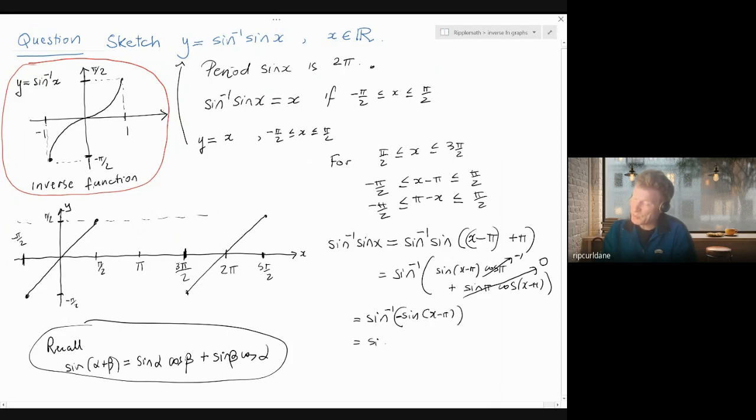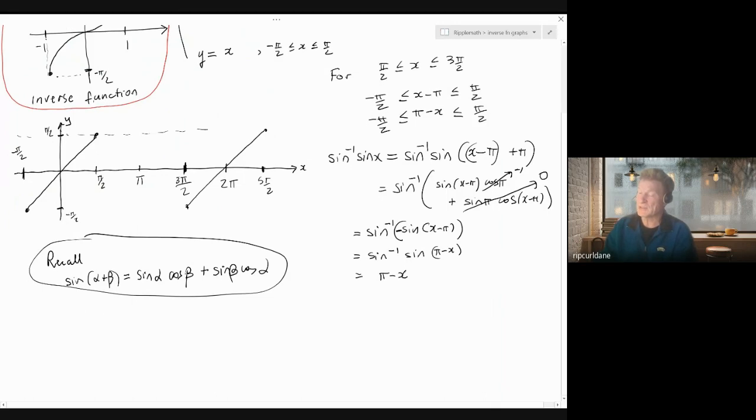So we can actually pull that minus sign inside the sine, and it becomes pi minus x. However, pi minus x is between minus pi on 2 and pi on 2, so we can just let that equal pi minus x. So therefore, y, I'll just write y up here too, is equal to pi minus x, when x is between pi on 2 and 3 pi on 2.